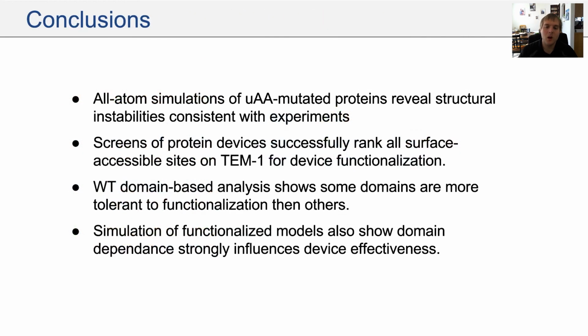So in conclusion, we were able to successfully simulate unnatural amino acid mutation effects on structure and rank a protein device's effect on melting temperature in dependence on attachment site. The all-atom simulations disprove the previous theory that unnatural amino acid mutation effects are minor compared to the effect of the surface or peg. And by contrasting tethering and pegylation screens, we can conclude a device's dependence is more strongly dependent on domain location than primary sequence attributes.